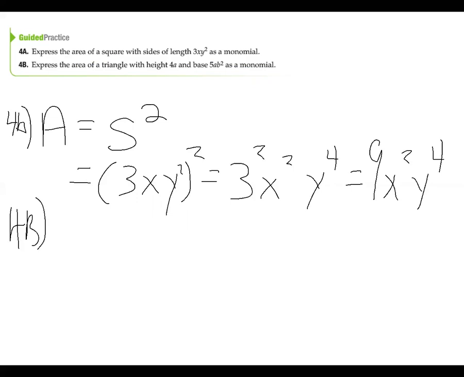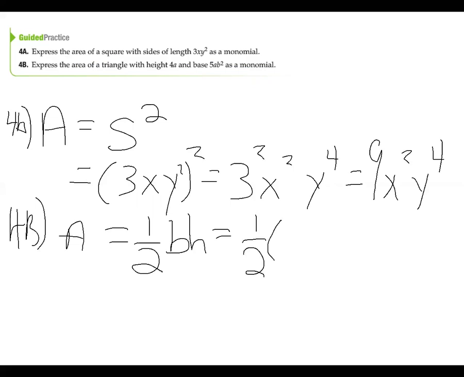4b, express the area of a triangle. Well, the area of a triangle, you could look it up if you don't remember, is 1/2 the base times the height. So I have 1/2 the base, which is 5AB squared, times the height, which is 4A.